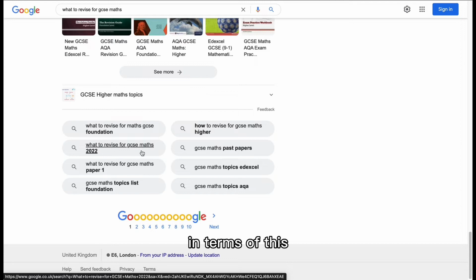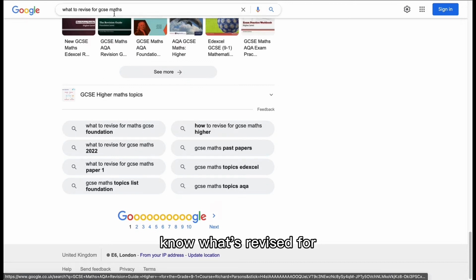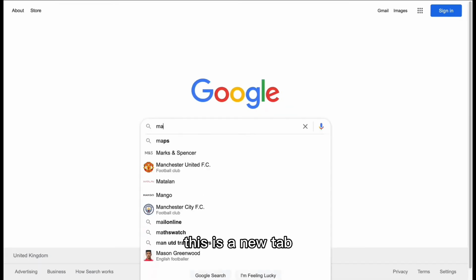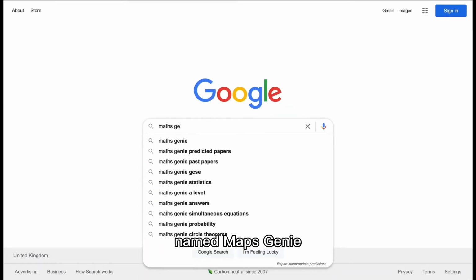In terms of this, there are many ways to find this out, and in terms of the first way, I would suggest you know what to revise for your GCSE Maths exam. So this is a new tab, and I'll go to the tab named Maths Genie.